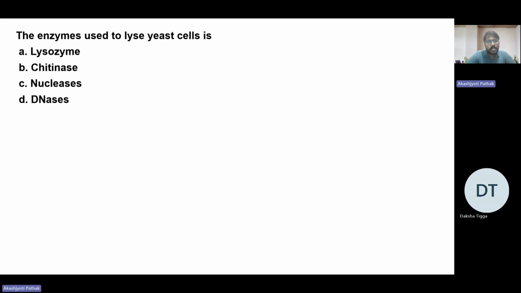Now, the enzyme that is used to lyse yeast cells is what? Which enzyme will be used to lyse yeast cells? That is chitinase, isn't it? Because the yeast cell wall is made up of chitin, so you can use the enzyme chitinase for lysing the yeast cell. Or there is also zymolase, which we learned in the last session.